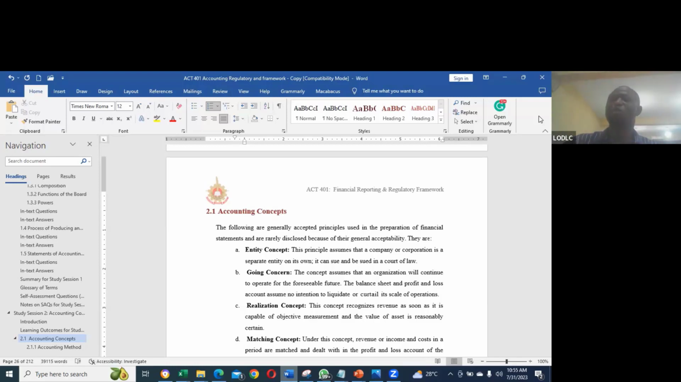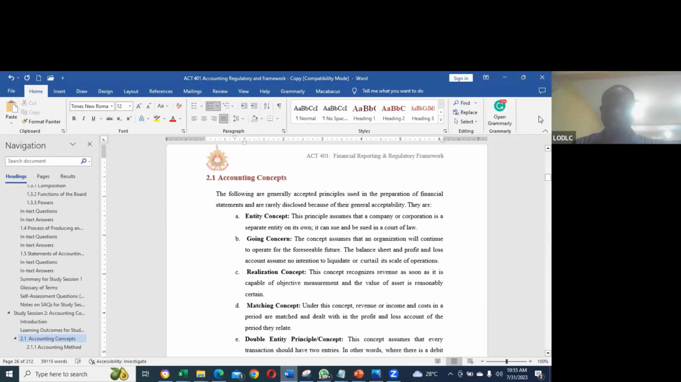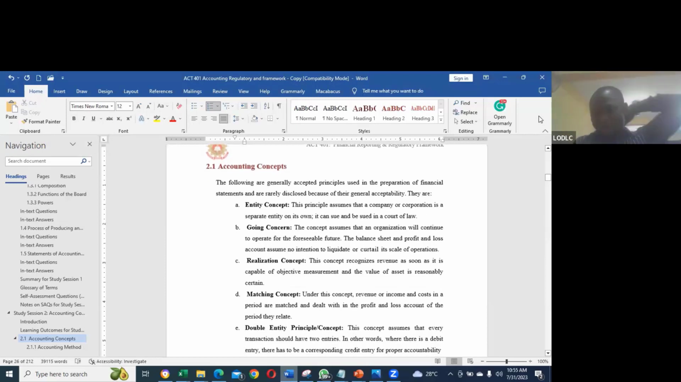Not that we'll be using a treasury account or any form of vague accounts. And the value of assets that you want to be utilized must be reasonably certain. Do you understand? So that's that about the realization concept. Then we have the matching concept. When we are talking about the matching concept, we should be able to talk about our revenue and our costs. So the revenue, or what we can term as income, and our costs must be merged together. You must match them together.